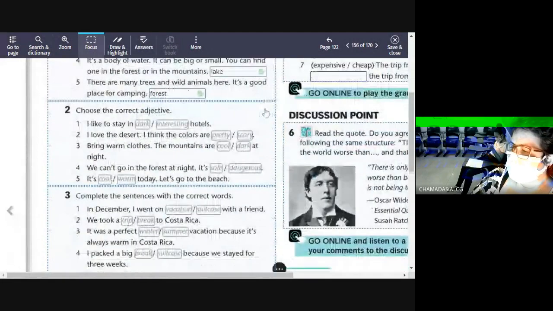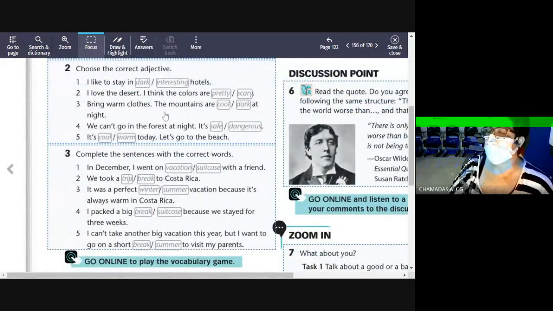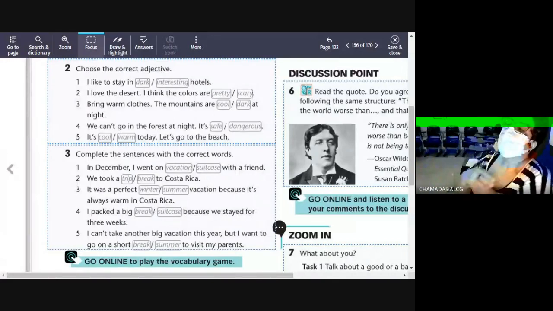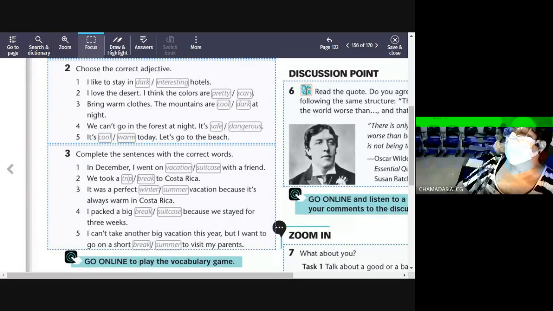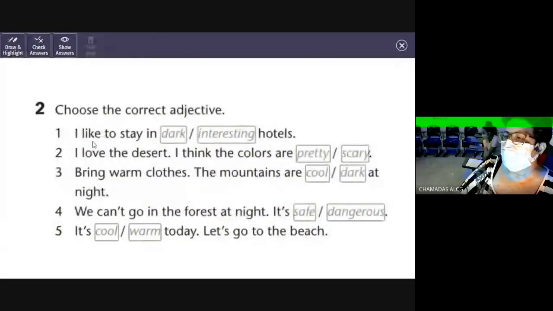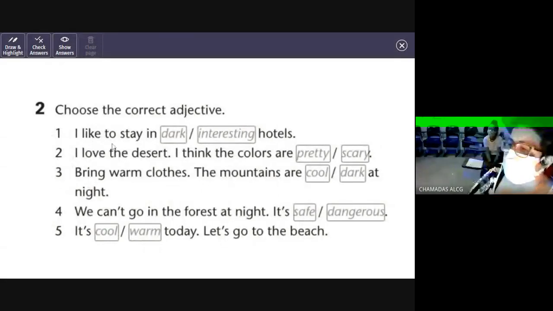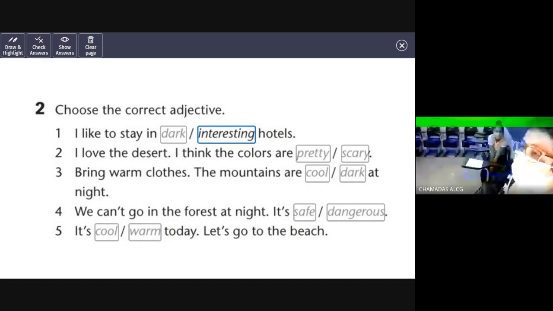All right. Now, guys, next one. When we talk about places, we talk about describing, right? We describe places, so we use adjectives. So let's say the first one. I like to stay in. Interesting. Yeah. Of course. So like to be in dark. Dark hotels? No, not really.